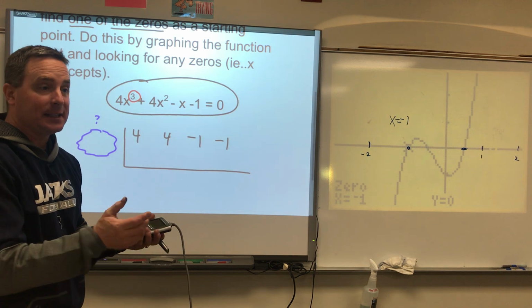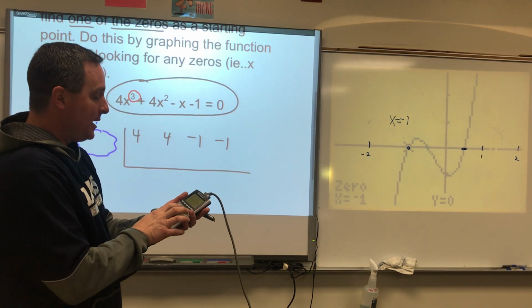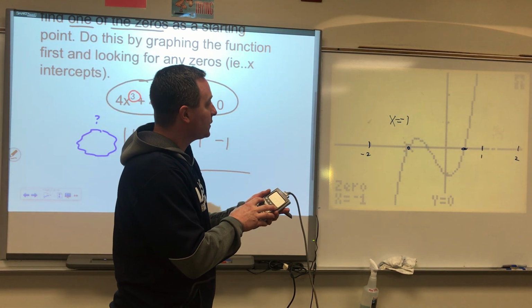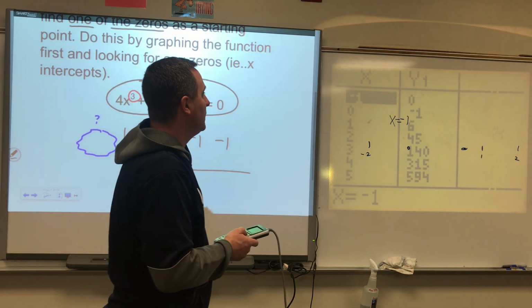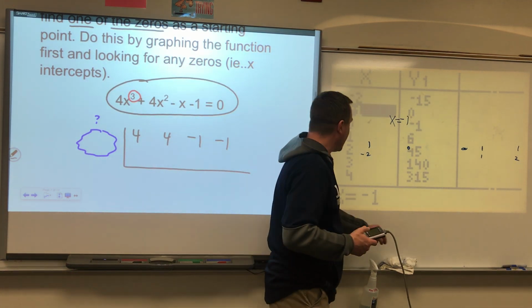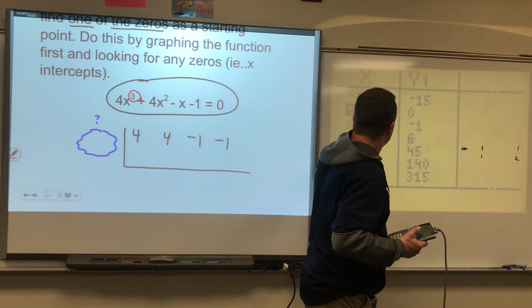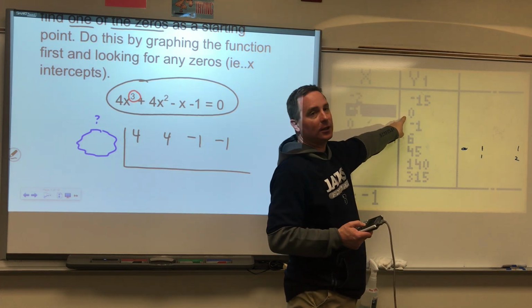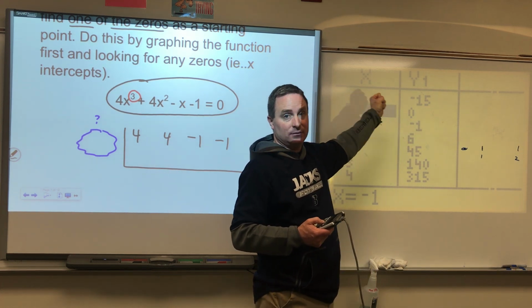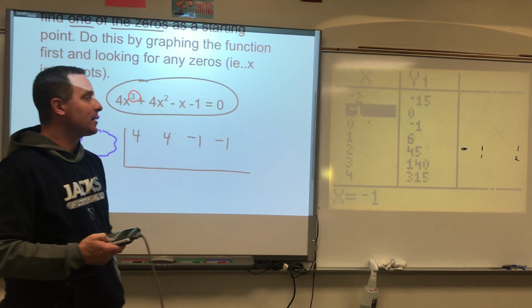Okay. And another really easy place to tell, an even faster way maybe, is if you go to your table. If I go second graph and go to my table, look what happens when x is -1. When x is -1, did it give me a 0? Yes. Okay, so that's another way you can quickly tell.